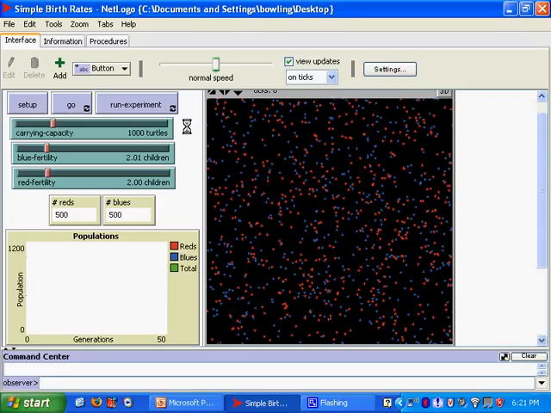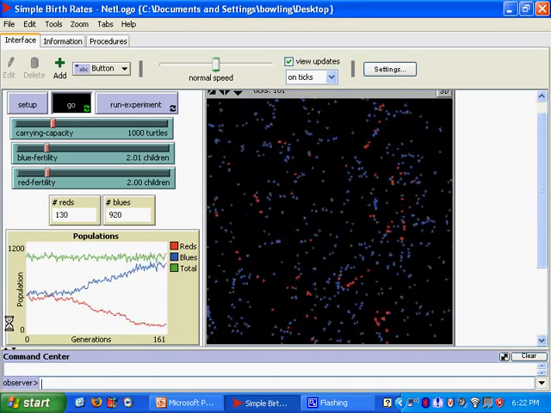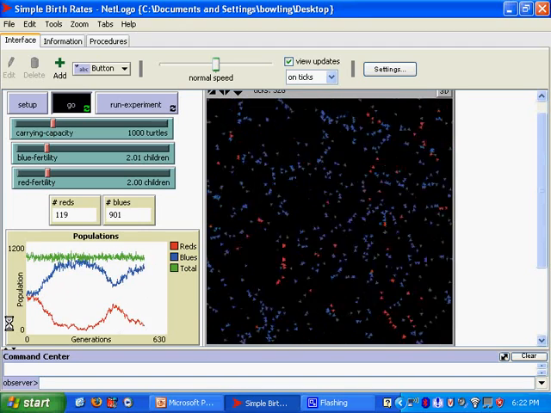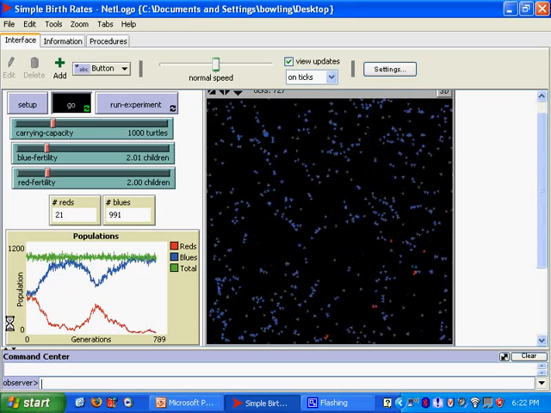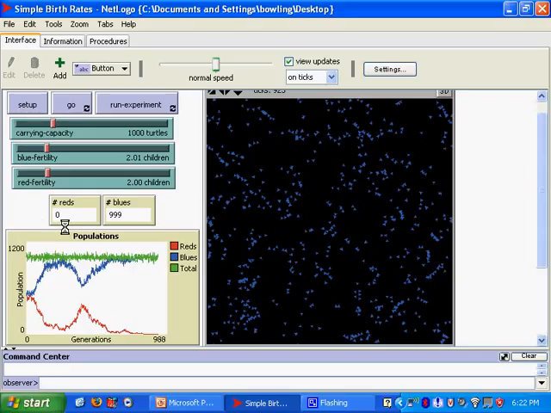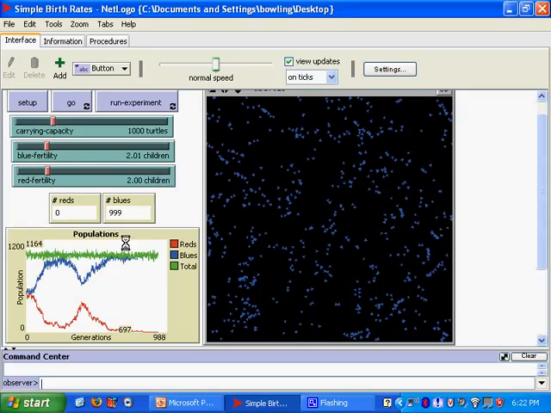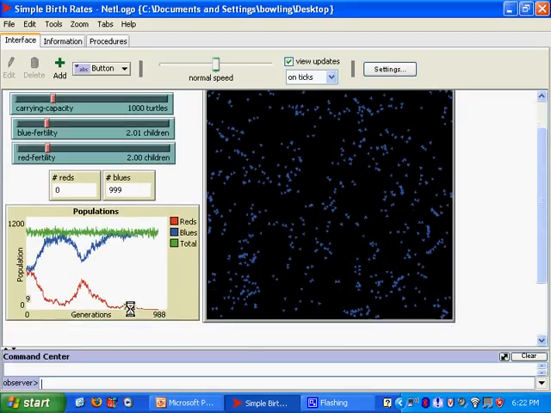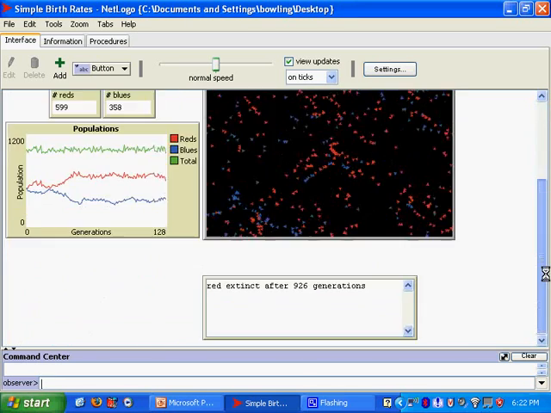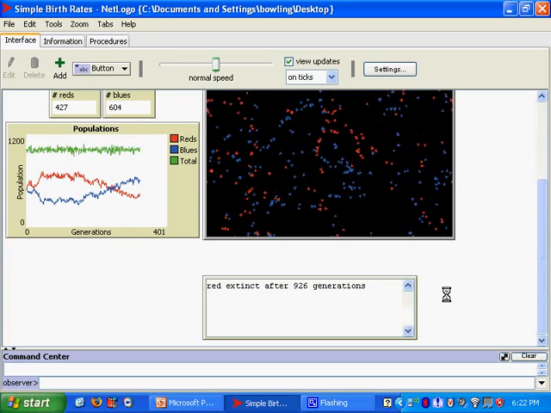But let's take a look at what happens when we actually run this model. Our graph here shows the number of reds and the number of blues over time. We can see that very, very quickly the number of blues increased compared to the number of reds. And we can see that after around 925 ticks there are no reds left. Red went extinct, to 0, after 926 generations.